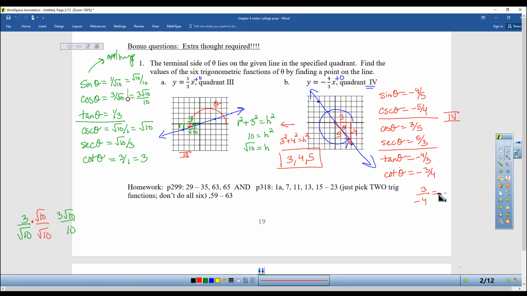Now I realize that when you go to do it, you're going to get 3 over negative 4, but nobody says that. You can either say negative 3/4 or negative 3 over 4. These all mean the same thing, but people don't usually write the negative on the bottom.